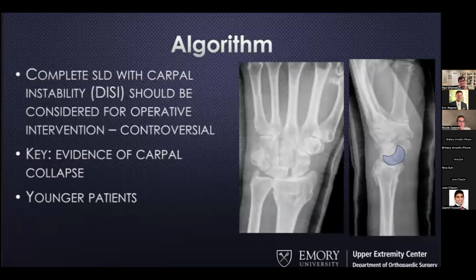But those that have a complete SL, they have DISI at the time of surgery, they should be considered for operative intervention. This is controversial, and I would say that the first thing you should always do is check the other side, because I have SL widening on both of my wrists and that with some DISI, and it doesn't mean that that's pathologic. But if they have evidence of carpal collapse, especially in a young patient, I think potentially these could be intervened on.